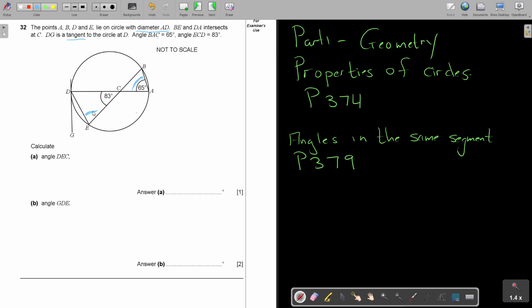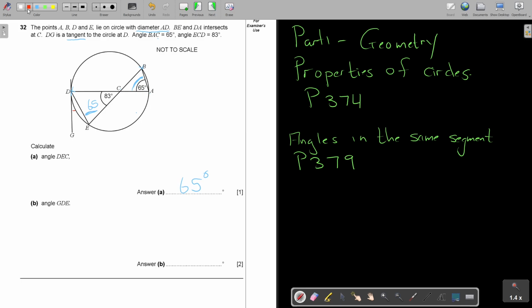So if I'm going to find DEC, this angle and this angle are coming from the same points, D, B. So they are both 65. So angle DEC, you can just write 65 degrees. Then angle GDE.